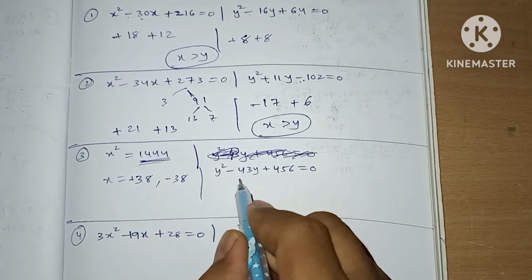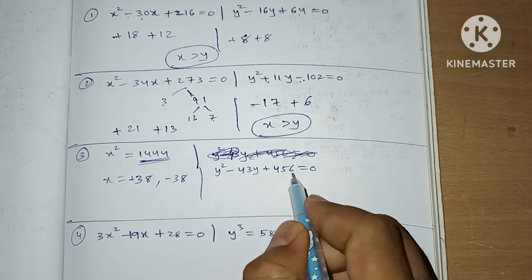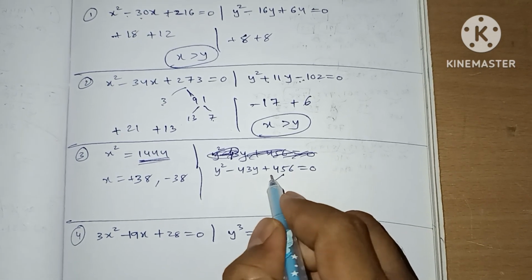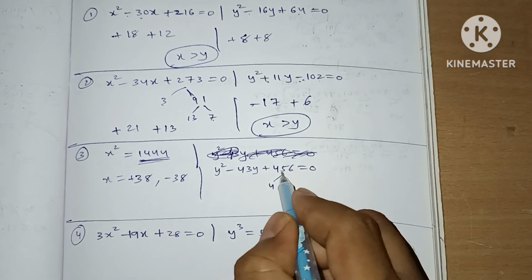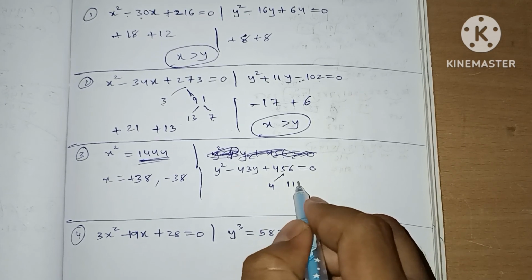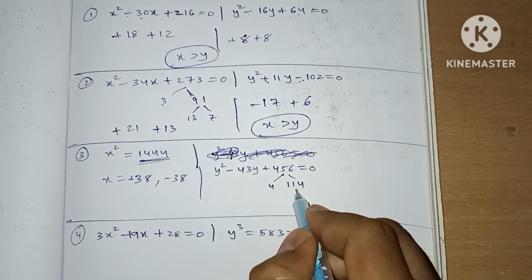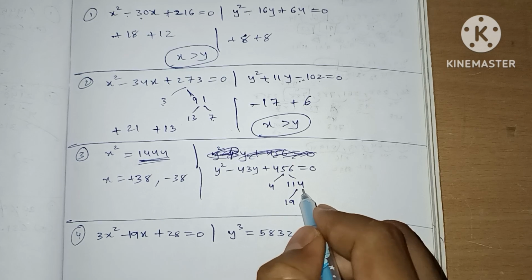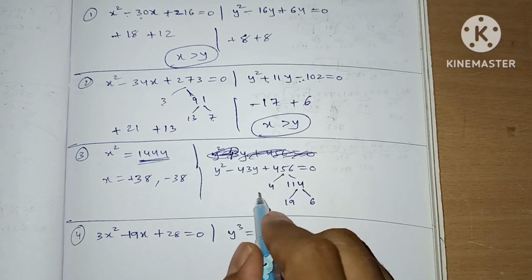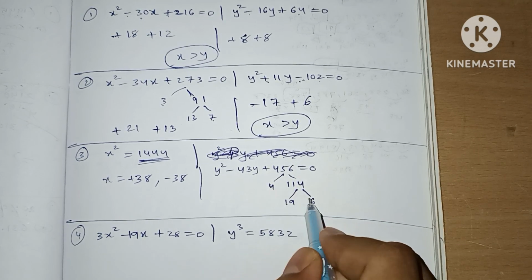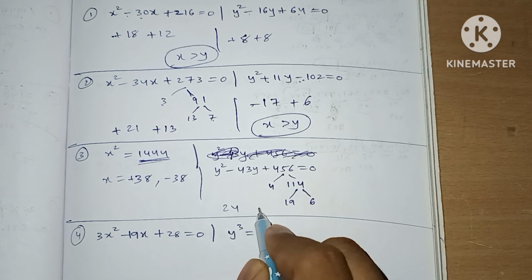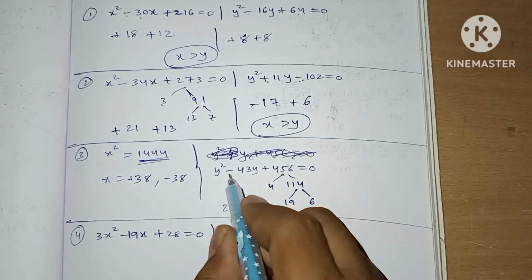Now here we have 456. Let's divide this as 4 1 times, 4 times. I know 114 as 19 6 times. So our roots must be 6 4 times 24 and 19, we got 43. So these are the roots.